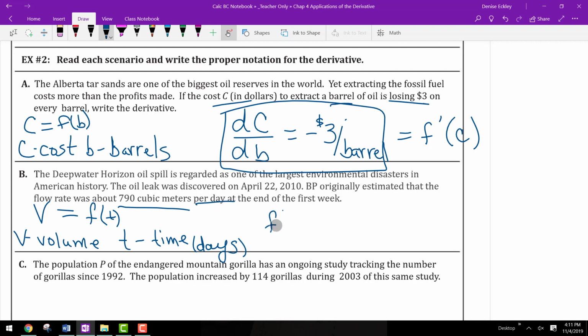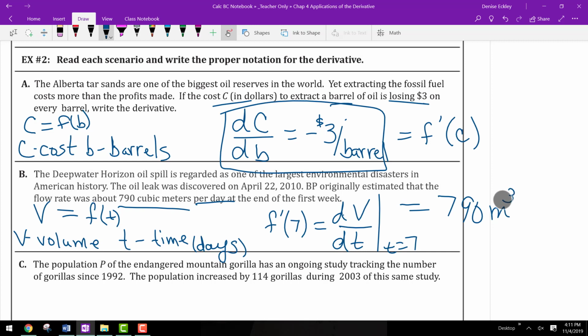Okay, so our F prime of 7 is going to be our dV dt, and this time we can put exactly where we're finding this derivative. It was vague in the first one. It was just a generic value. So this is at a specific time, 7. So this is going to equal 790 cubic meters per day.